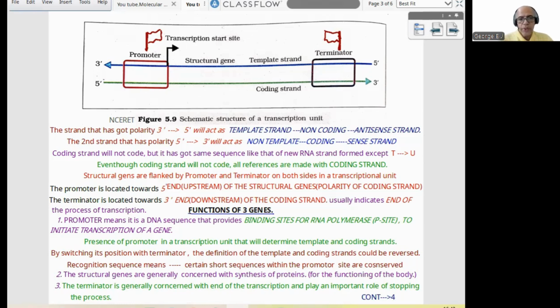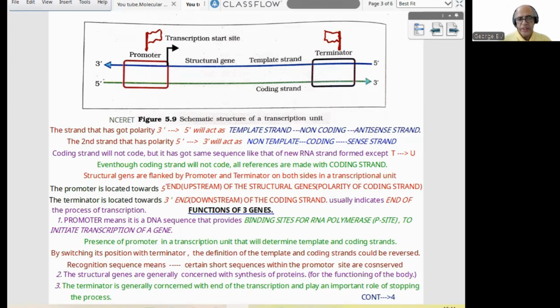See, the presence of the promoter in a transcription unit will determine the template and coding strand. So the promoter is the crucial position. Strand-wise, the coding strand has a crucial position because all references are with the coding strand, even though it will not code. So by switching its position with the terminator, the definition of the template and coding strand could be reversed. Promoter, terminator, when we change, the definition of the template as well as coding strands could be reversed. That is what NCERT says. So if promoter and terminator are shifted, then the template and coding strands will be reversed.